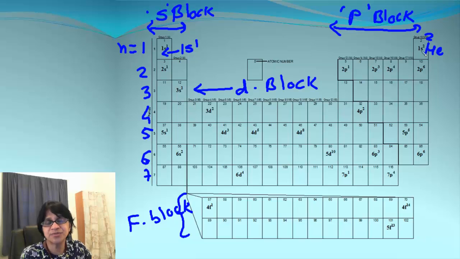This is the only exception which we have, where there is an S subshell in the P block. So helium belongs to S orbital, and the structure which we get is 1s2. What it indicates is there are 2 electrons, its principal quantum number is 1, and there is the S sublevel. In that there are 2 electrons, and that's all we have for helium.